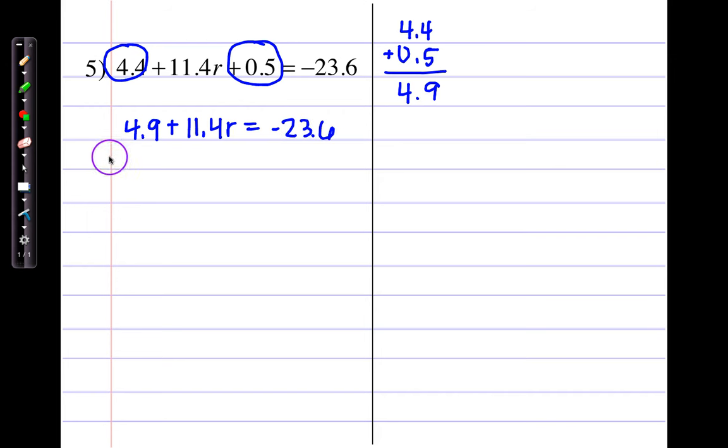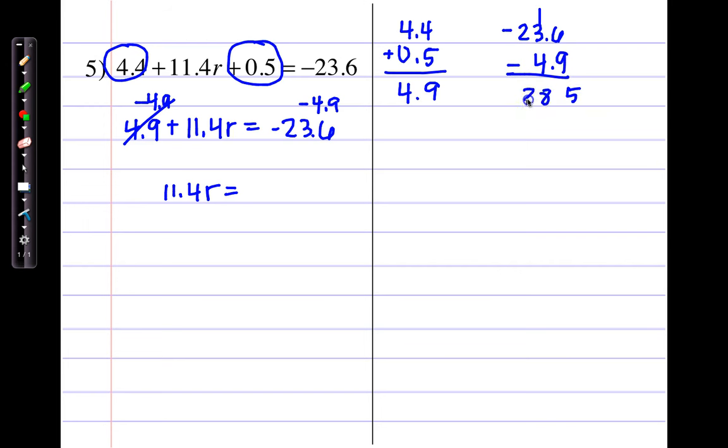I want to get rid of my constant now, so I'm going to go ahead and subtract 4 and 9/10 from both sides. This is going to go away, leaving me with 11 and 4/10 R equals. Here, since they're both the same sign, I'm going to go ahead and combine them, making sure I line up my decimals, which is going to leave me with 28 and 5/10. Last but not least, since this means multiplication, I'm going to do the inverse to get rid of my coefficient, which means I'm going to divide both sides by 11 and 4/10. This becomes 1, leaving me with R equals.